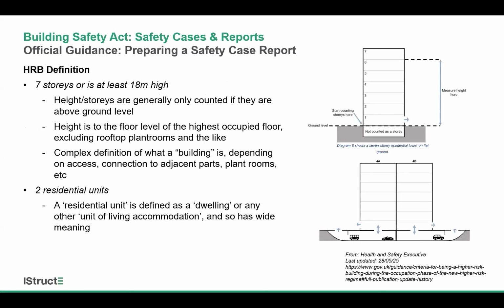So in terms of the HRB definition, the gov.uk website that I referenced goes into an awful lot of detail to help you define what is a higher risk building and to help principal accountable people to identify whether their buildings qualify or not. In basic terms, as I mentioned, it's a 7-story building or a building that's at least 18 meters high, and that height is measured from the ground level to the top occupied floor.